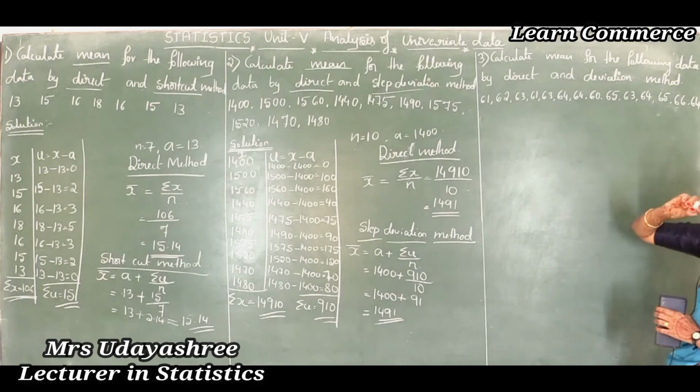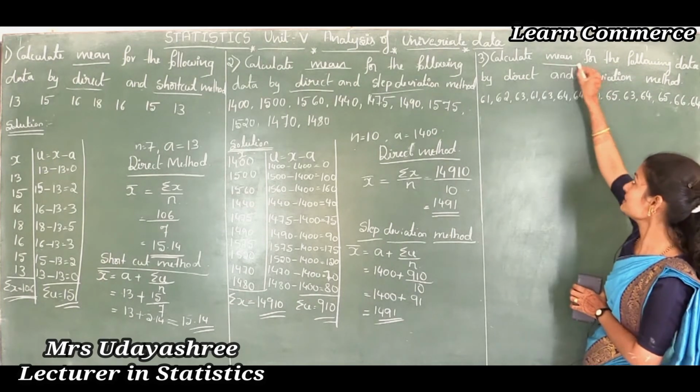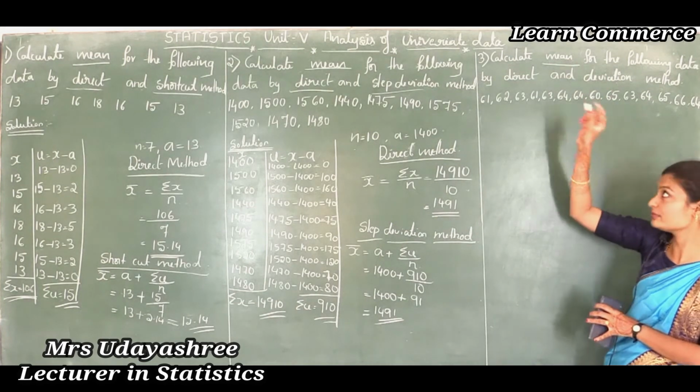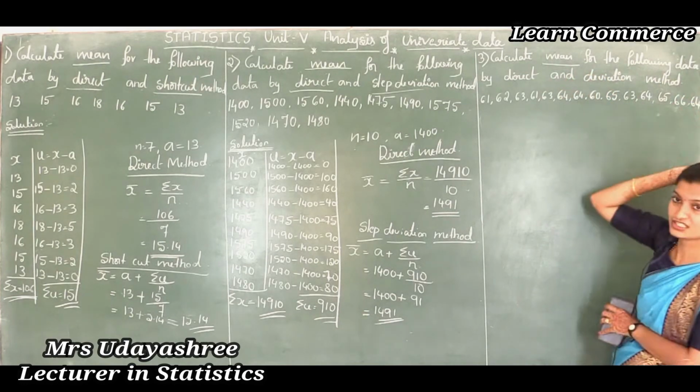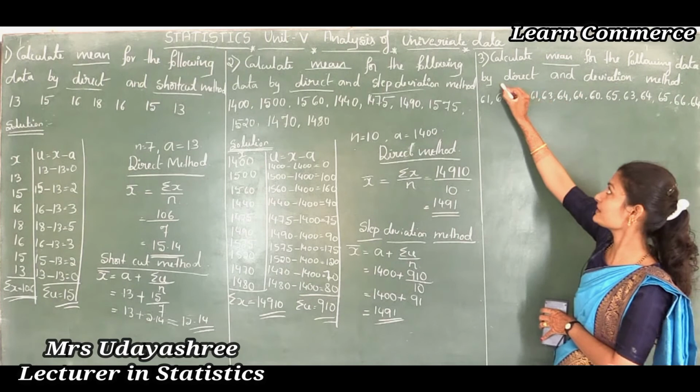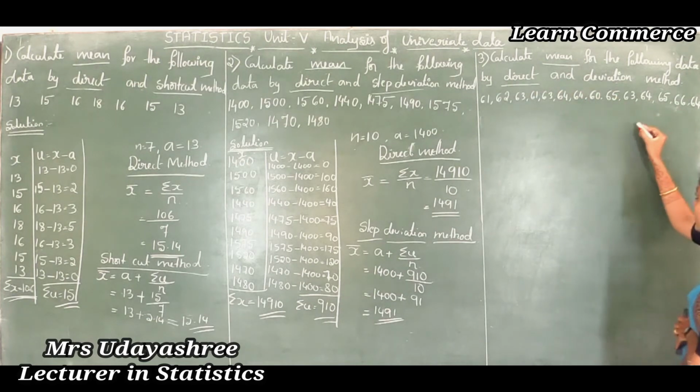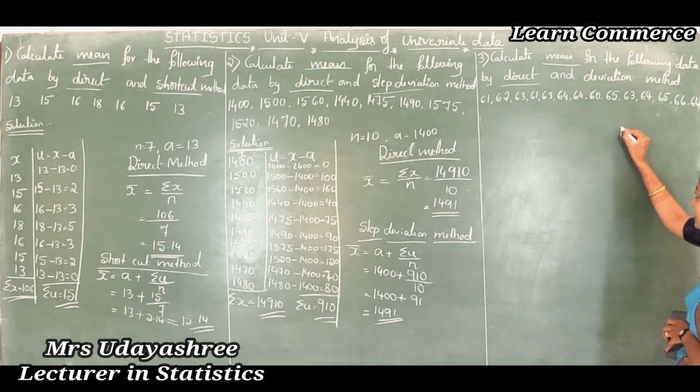See the question. Here we need to calculate mean. Mean is nothing but arithmetic mean. We need to calculate mean using direct and step deviation method. Let's see the first method, that is direct method. So here I will write direct method.